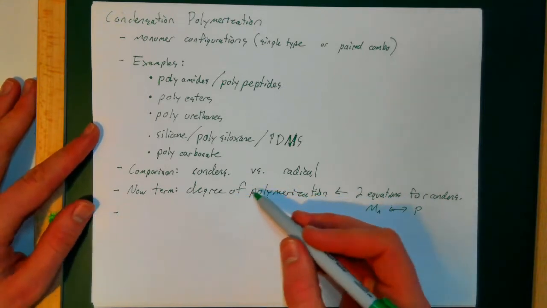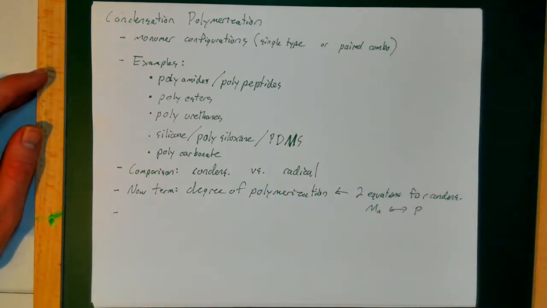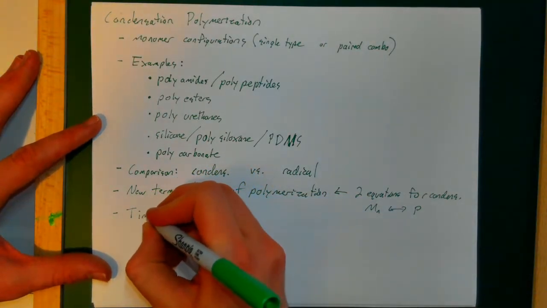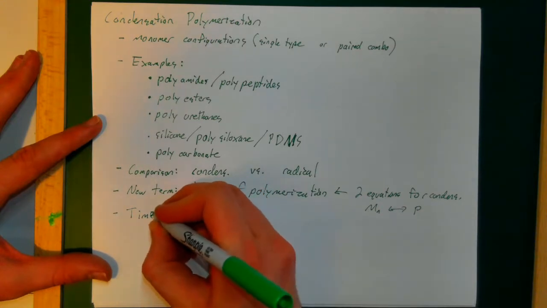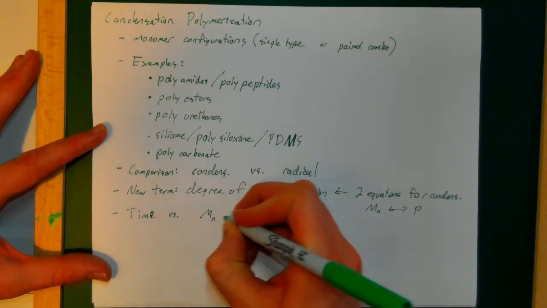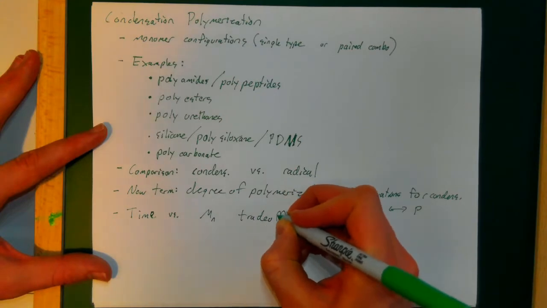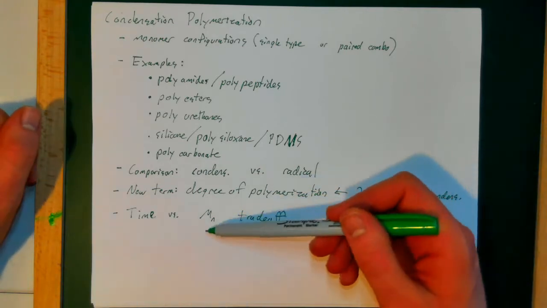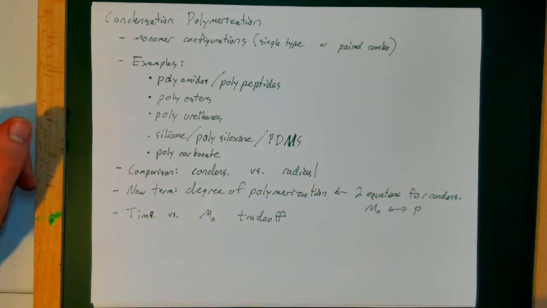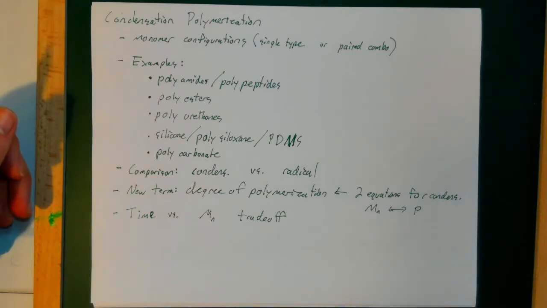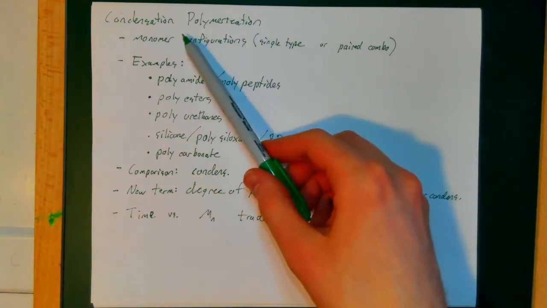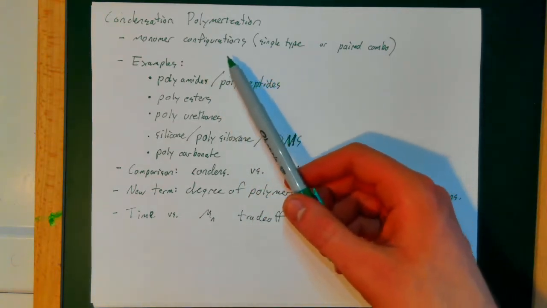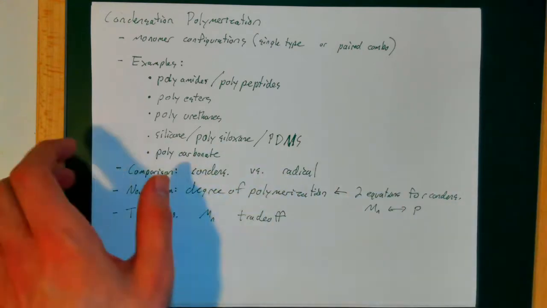And this idea that maybe not all polymerization reactions are going to go to completeness, we'll talk about the trade-off involving time, the time versus molecular weight trade-off. Basically, if you want higher molecular weight polymers, you're going to have to pay for it by waiting a long time for that reaction to occur. So without further ado, let's get started with talking about the two types of monomer configurations that might exist in these reactions.